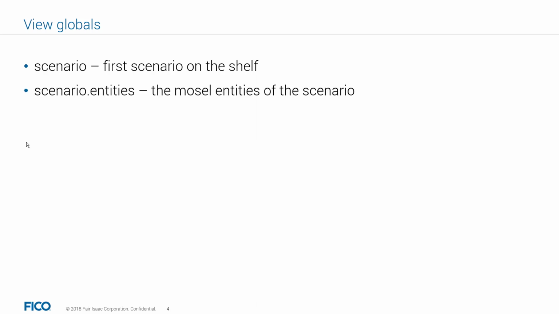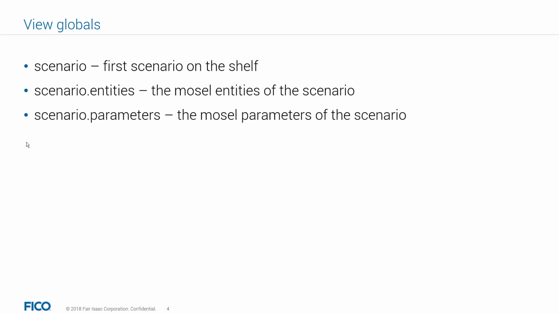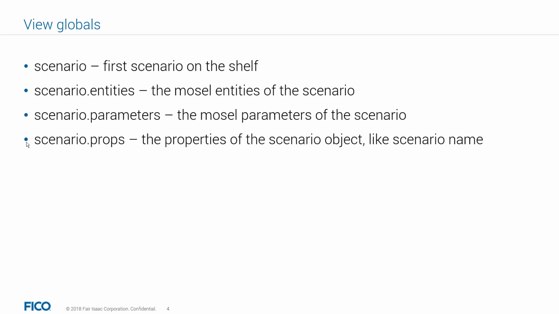Let's talk about some of the global objects that you have access to use in your VDL expressions. The first global object is the scenario object. The scenario object is the first scenario on the shelf. Within the scenario object, you have access to the entities of that scenario. You also have access to the parameters of that scenario. You also have access to the properties of the scenario object, like the scenario name or the scenario ID.